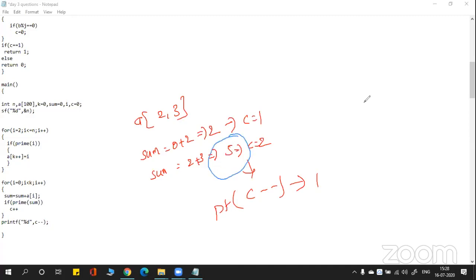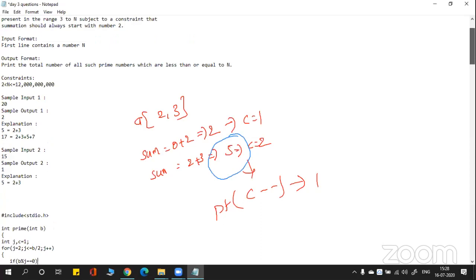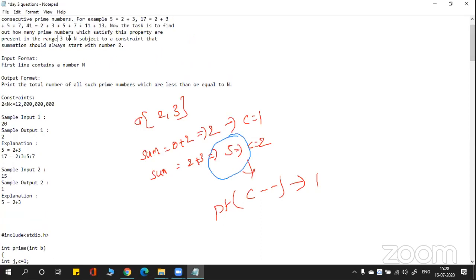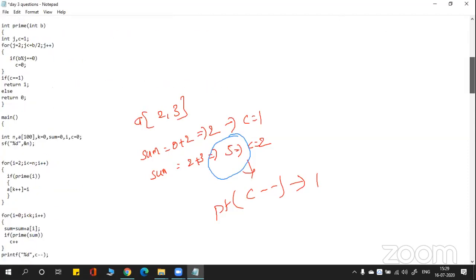If you read the question carefully, I want numbers ranging from 3 to n, but 5 does not come under this range, right? Because n value is 3 only. So we should include this condition also when you are adding. If your sum is crossing n value, then you should not consider that number. Yes, 5 is also a prime number, and that can be expressed as sum of two prime numbers, but this 5 does not come under this range. So we should include that condition also.